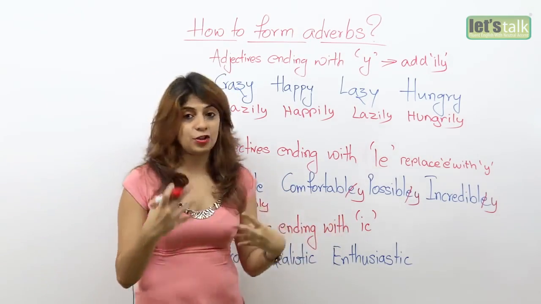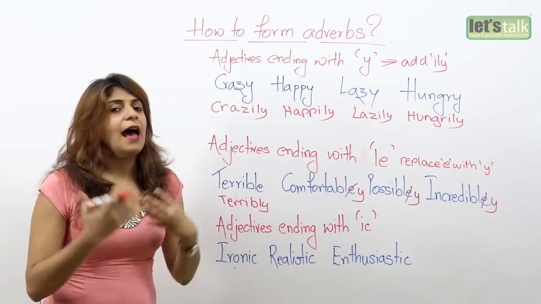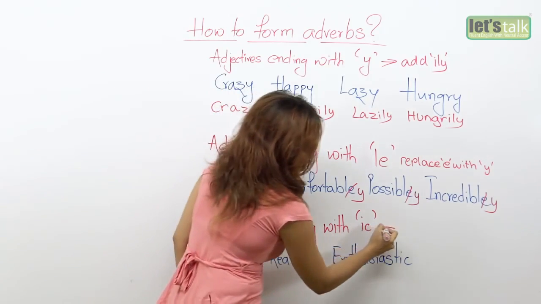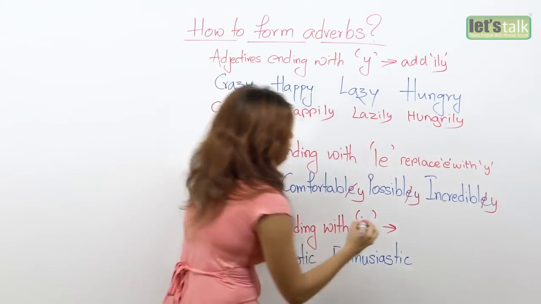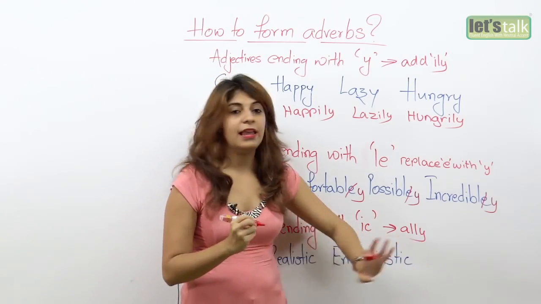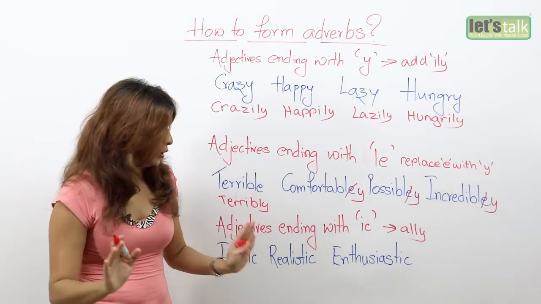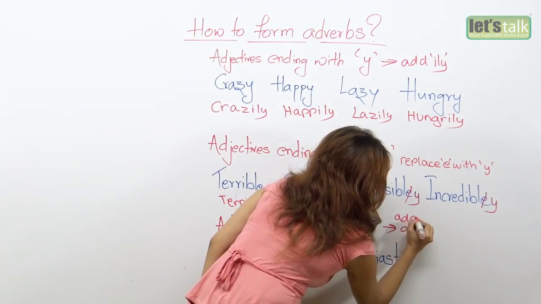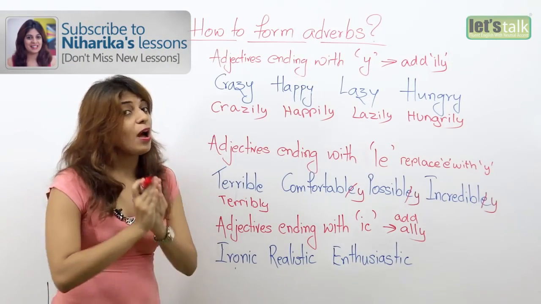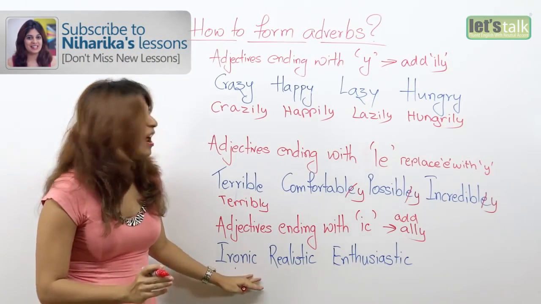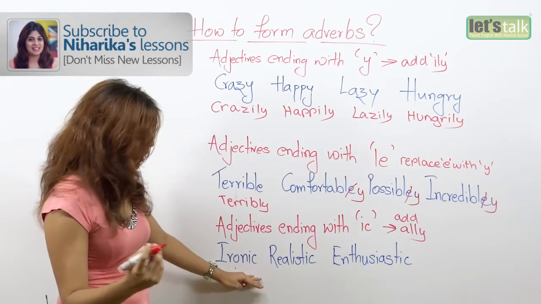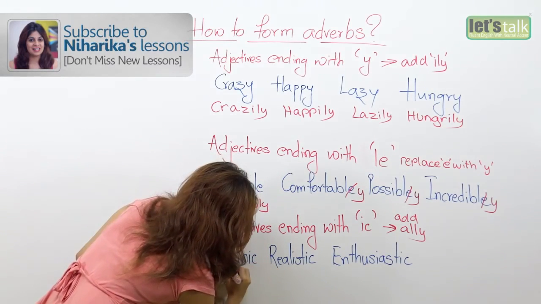And now let's have a look at the last rule, which is adjectives ending with IC. Okay, so there are adjectives which end with the letters IC. And what do you do in order to form adverbs? So you need to add the letters ALLY. Very simple. You need to add the letters ALLY. We will look at the examples to understand this better. We have the word ironic. So here your adverb would be ironically.